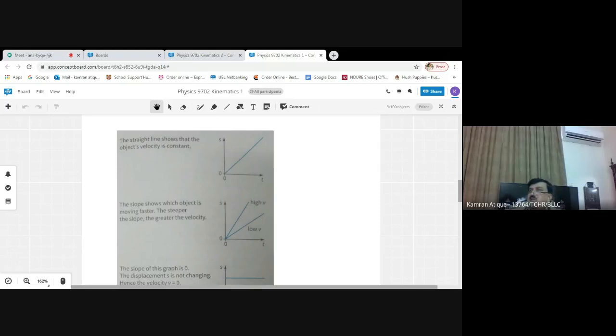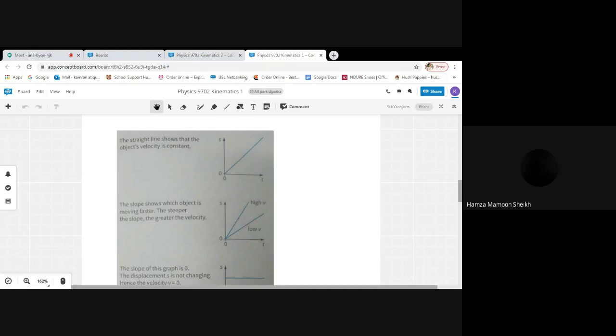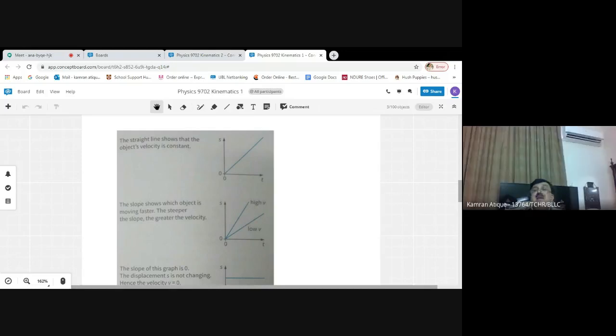As far as our physics concept is concerned, we calculate the gradient by the help of the formula y2 minus y1 over x2 minus x1. The gradient of the graph or slope of the graph is equal to y2 minus y1 over x2 minus x1. Okay, Hamza? Yes, sir. This y2 minus y1 will be named by us, the physics teachers, as the change in the quantity which is being plotted on the y-axis, right?